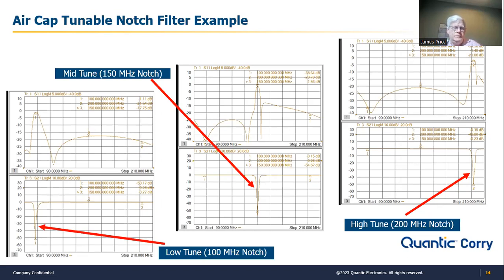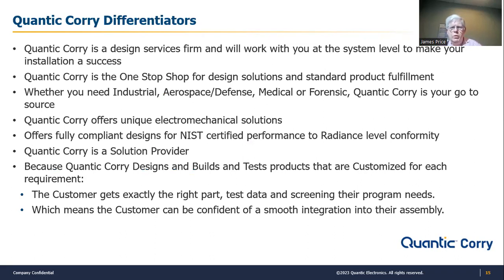Okay, and finally, what are some of the ways in which Quantic Corry differentiates their approach? Well, we have a lot of experience in designing all different kinds of filters, not just the kinds I've mentioned. And we work with customers, with whatever the requirements are, to give them the performance they need. So size, cost, insertion loss, rejection, performance trade-offs. We'll work with our customers to get them the filter that's best for their application.